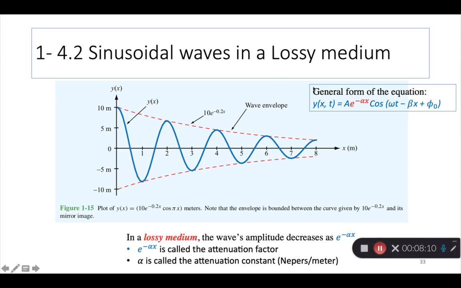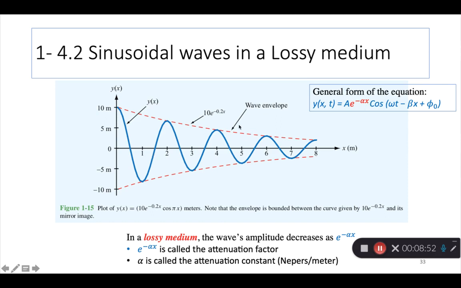So this is the next section, 1-4.2, and here we are talking about waves in a lossy medium. That means previously we called it lossless, meaning the waveforms never die, they just keep going forever. But here we have things like friction and other forces that try to destroy or kill off the waveforms, right? And the general equation for a traveling wave in a lossy medium has this new factor, an exponent with a negative sign.